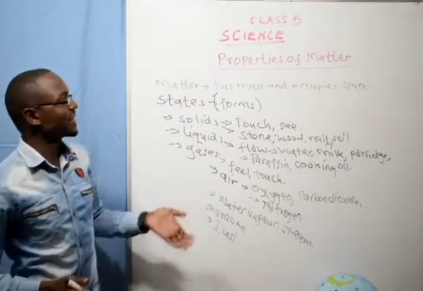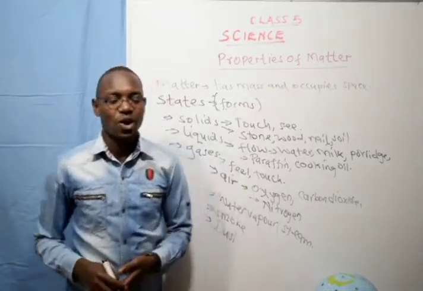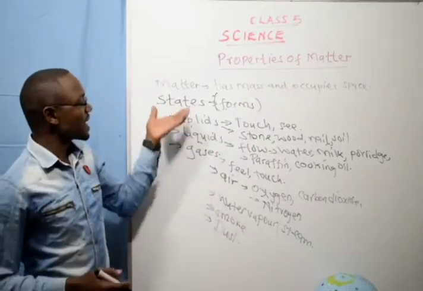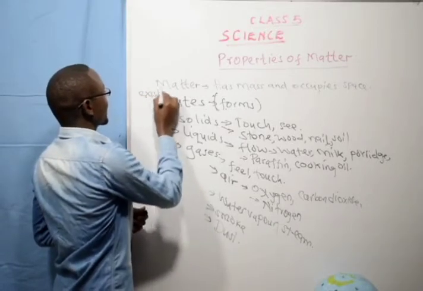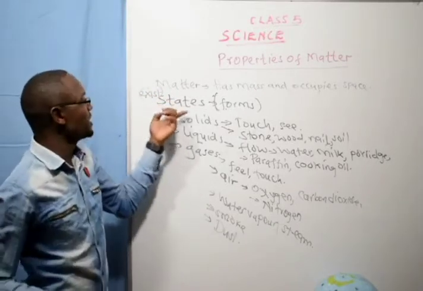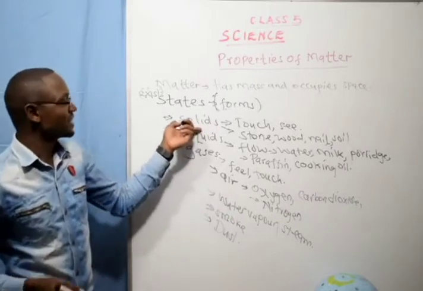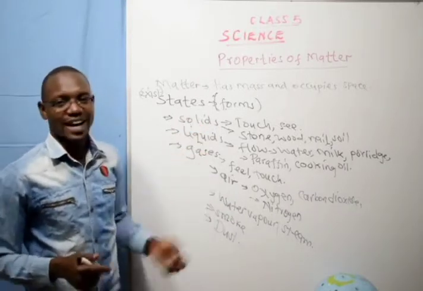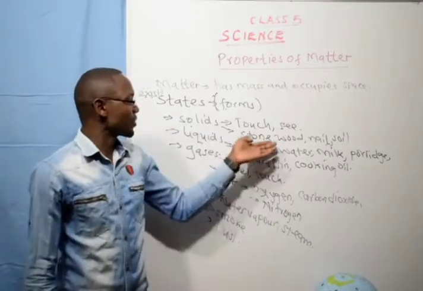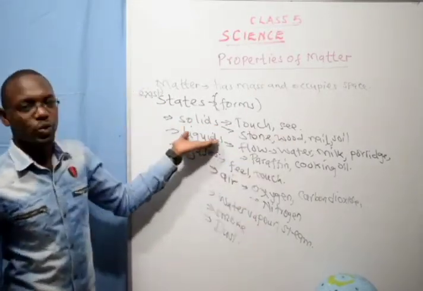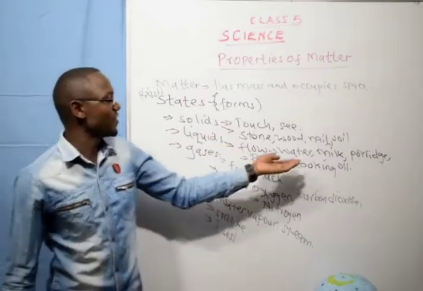I say that matter is anything that has mass and occupies space. We say that matter exists in three states or in three forms. Those are solids, liquids, and gases. We say that solids are things that we can touch and we can see, and we've given examples. We say that liquids are things that can flow, and we've given examples.